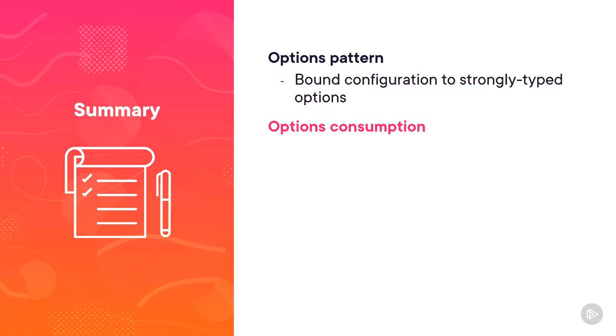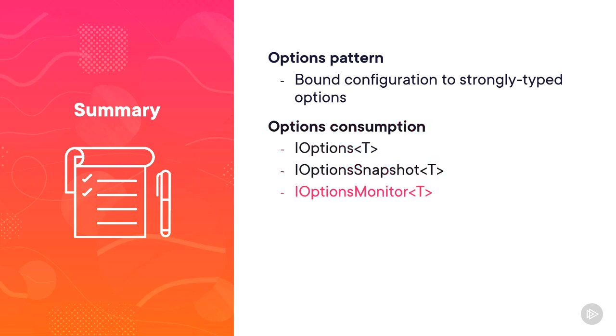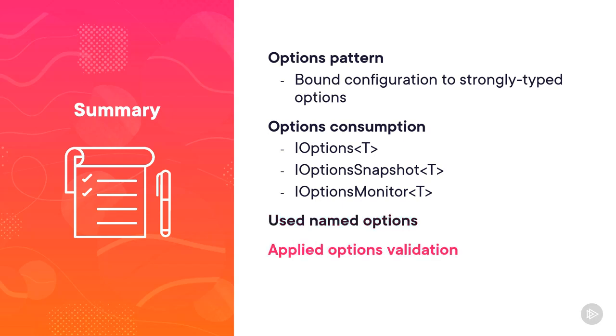We used 3 different interfaces to access the options at runtime: IOptions, IOptionsSnapshot, and IOptionsMonitor. We compared when and why we'd choose between these different interfaces. We looked at using named options when multiple discrete configuration sections have a common structure. We applied options validation to ensure that the configured values were valid, and learned how to ensure that validation occurred at startup by registering configuration using the AddOptions method. We concluded by exploring a few techniques that support writing unit tests for classes which depend on the options interfaces.